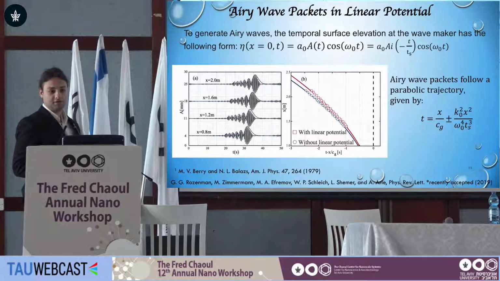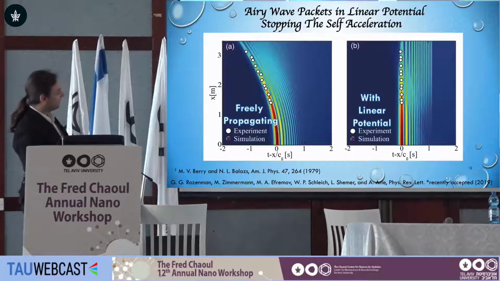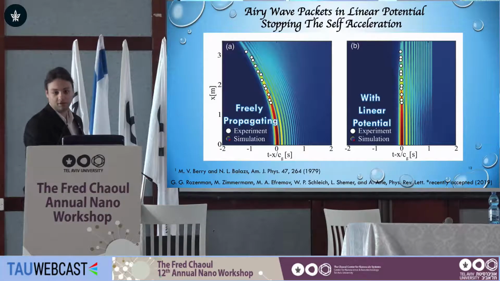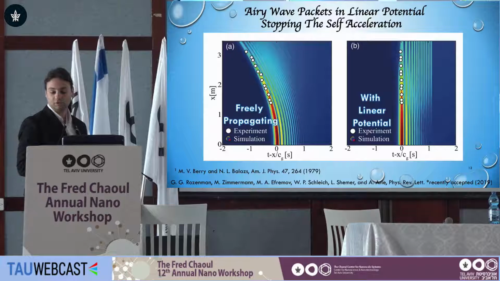It's a theoretical result, it was never measured before, and here I can show it to you for the first time. We applied the linear potential, which is just opposite to the direction of propagation of the Airy wave packet, and we stopped the self-acceleration of the Airy wave function. This result gives us a soliton. It's a wave packet which is not spreading, and it keeps its shape while it's propagating, but this soliton is completely linear. So this is a new result of linear solitons, also relevant for optics and quantum mechanics.